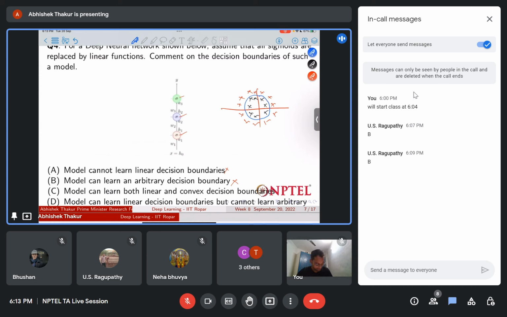Model can learn both linear and convex decision boundaries. This is wrong. The model can learn linear decision boundaries but cannot learn arbitrary ones. So option D is correct because it can learn linear decision boundaries and cannot learn other arbitrary ones. So option D is the correct option. Yeah, correct, Bhushan. Option D is correct. So any doubt in this question?